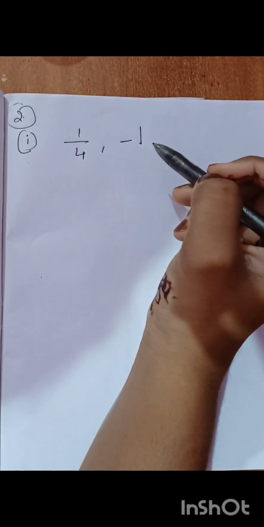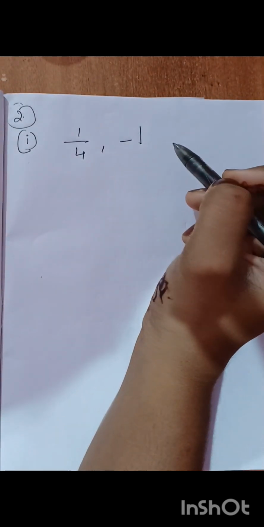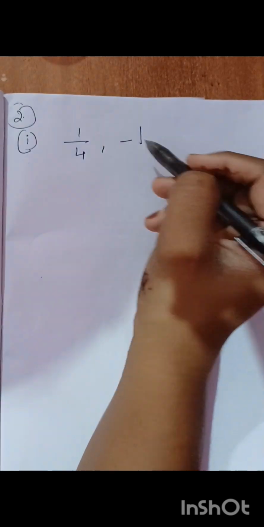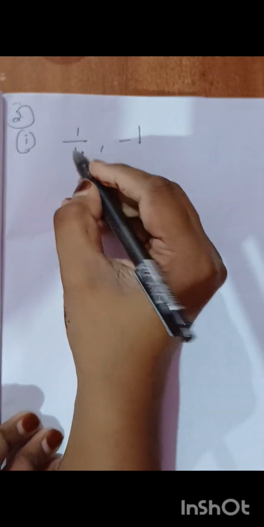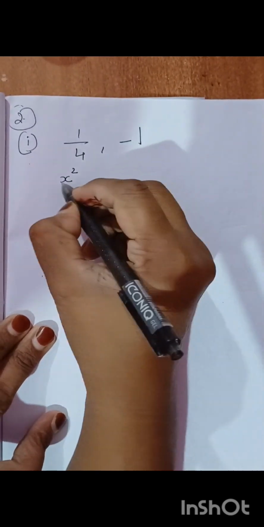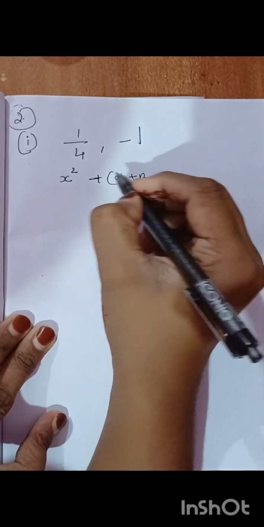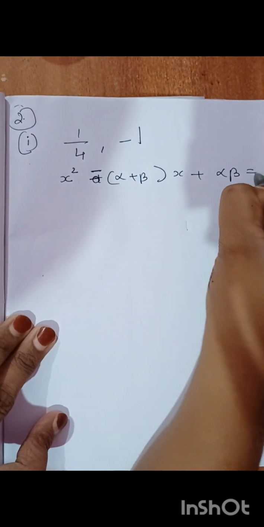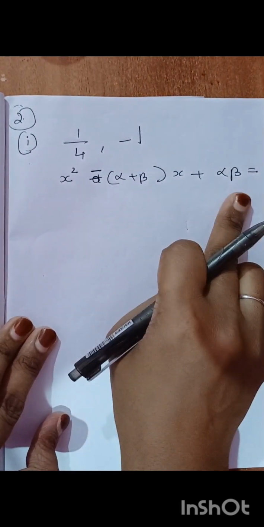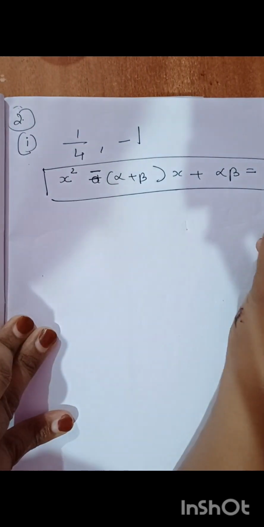You have to write the quadratic polynomial satisfying this condition. That is, the sum of the zeros and product of the zeros should be this one. Here an easy method is there. There is a general formula to write this: x square minus (alpha plus beta) x plus alpha beta is equal to 0. That is, if alpha and beta are zeros of a quadratic polynomial, then the quadratic polynomial equation can be generally written like this.